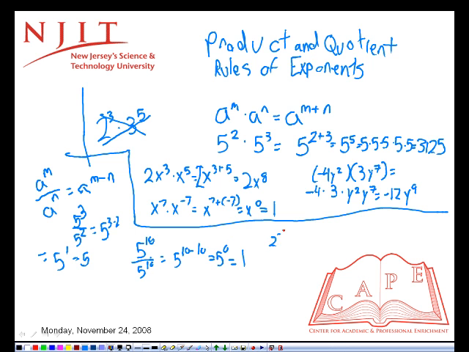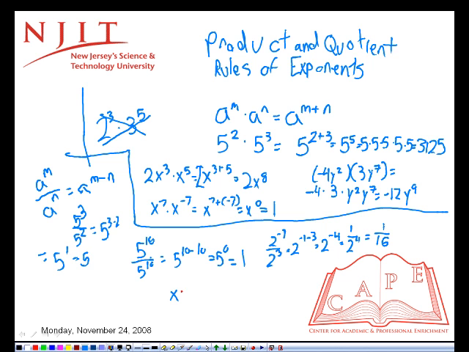2 to the power of negative 1 divided by 2 to the power of 3 is equal to 2 to the power of negative 1 minus 3, or 2 to the power of negative 4. This is the reciprocal of 2 to the power of 4, or 1/16.